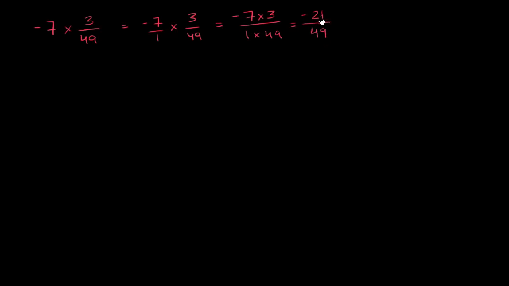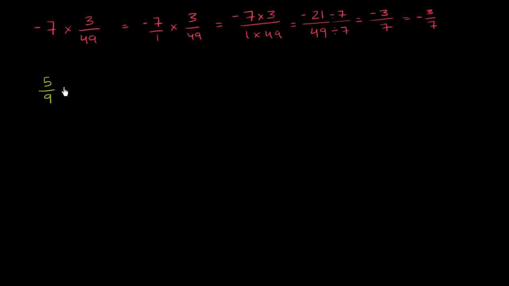And this is the correct value, but we can simplify it more because 21 and 49 both share 7 as a factor. That's their greatest common factor. So let's divide both the numerator and the denominator by 7. And so this gets us negative 3 in the numerator, and in the denominator we have 7. So we could view it as negative 3 over 7, or you could even view it as negative 3/7.